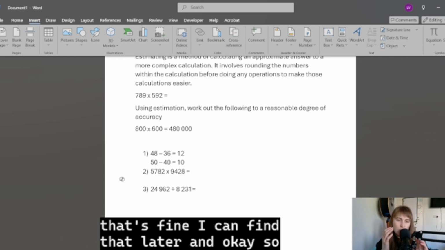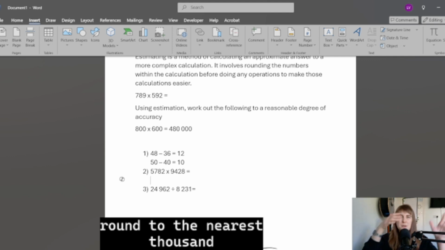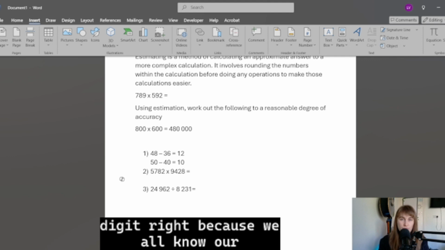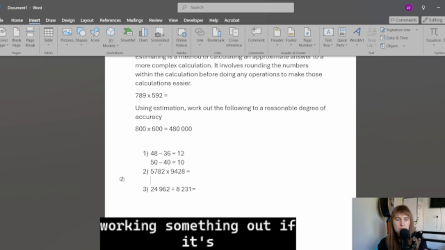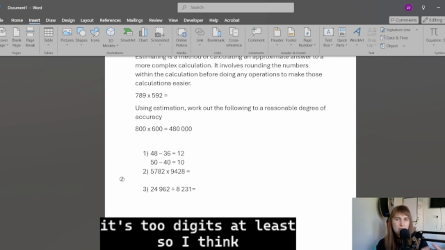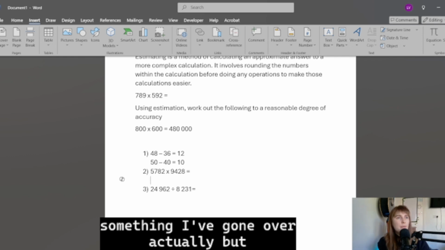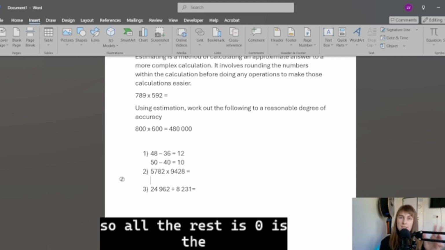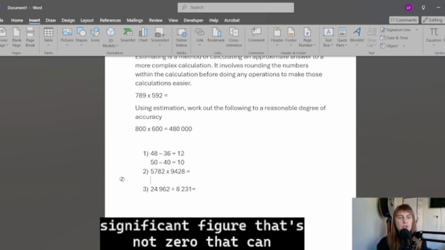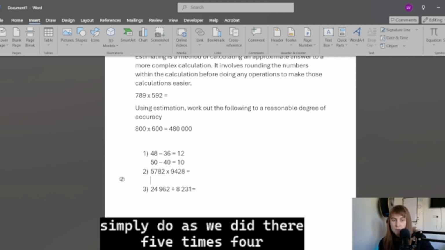Okay, so this one I would probably round to the nearest 1,000. Ideally, you want to be dealing with one digit, right? Because we all know our times tables really quickly. You're still going to spend time working something out if it's 2 digits at least. So I think rounding things to one significant figure, which is not something I've gone over actually, just means that there's one digit that isn't a 0. So all the rest are zeros. The first digit is a significant figure that's not 0. That can help you because you can just simply do, as we did there, 5 minus 4 is 1 and it's 10.